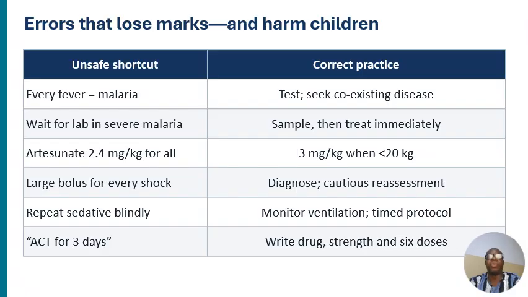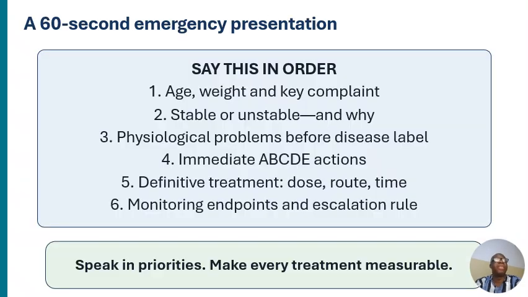Finally, let us practice how to communicate the whole emergency in just 60 seconds. How do you talk to a colleague about the child that is in the emergency room? When presenting an emergency case, speak in a fixed order. Start with the child's age, weight, and key complaints. State whether the child is stable or unstable. Give the physiological evidence. For example, the child is unstable because there is respiratory failure, poor perfusion, and altered level of consciousness. Then state the leading diagnosis and the important alternatives or coexisting conditions.